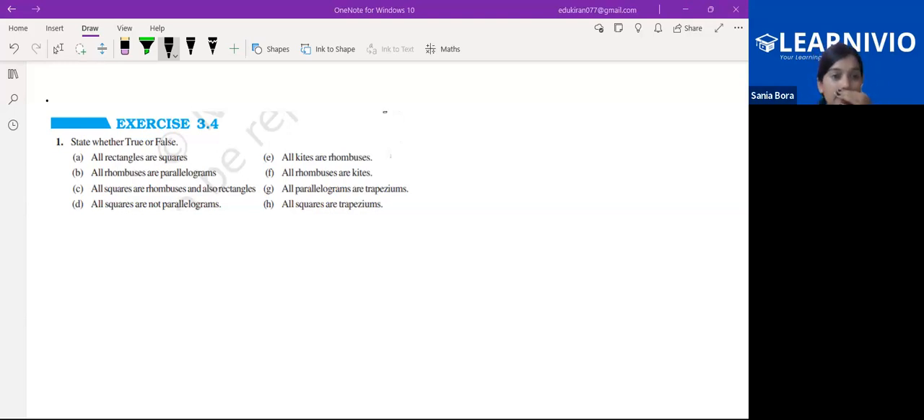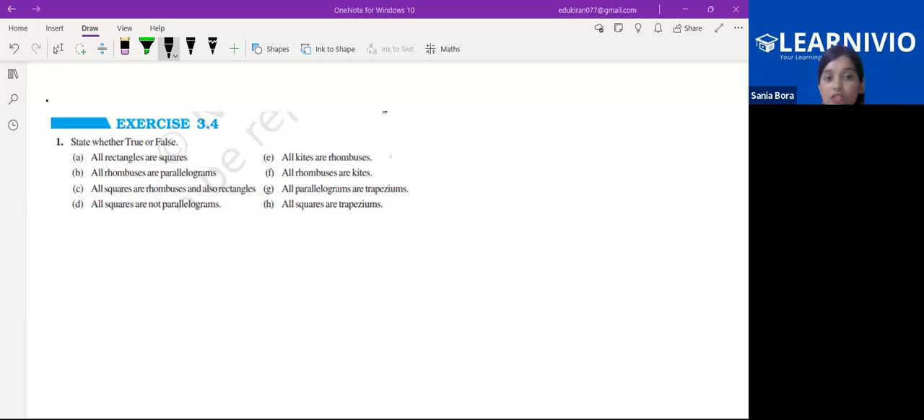Ma'am, rhombuses are like kites, right? All rhombuses are kites, but all kites are not rhombuses. Got it? Okay, ma'am. All kites are not rhombuses, but all rhombuses are kites. Okay?